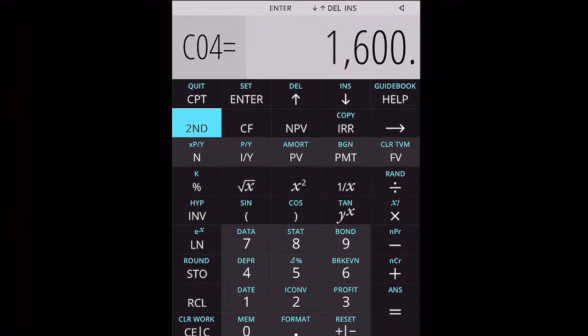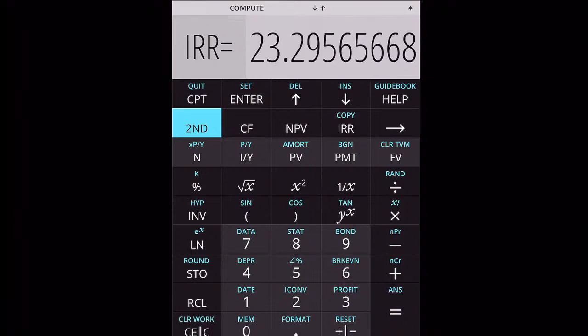I don't have a discount rate to enter. Rather, I can just ask for IRR. So enter all the values, ask for IRR, and hit compute, and there you get your answer. Let's talk about it.